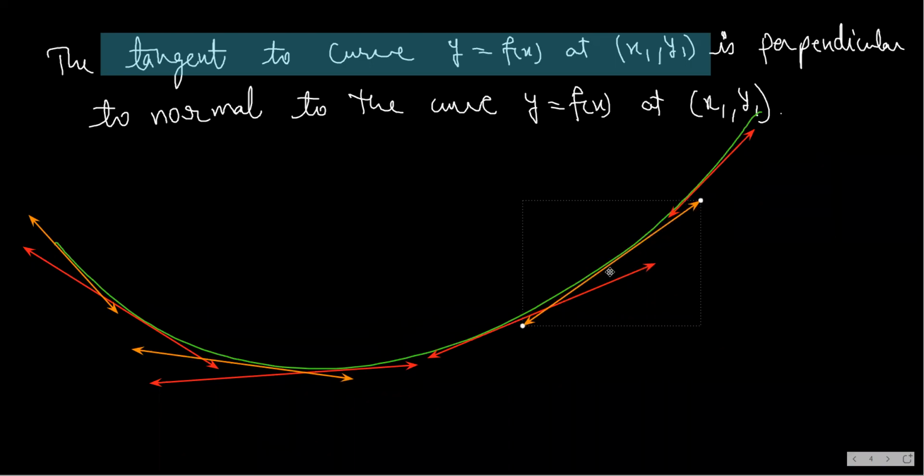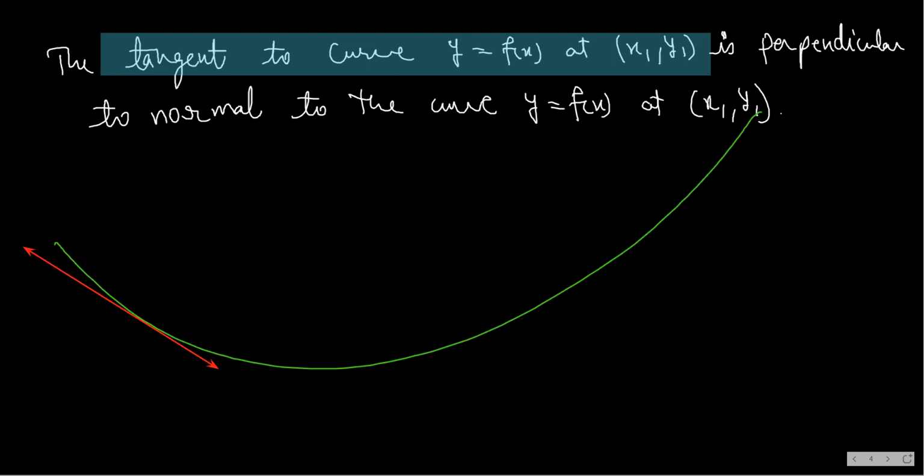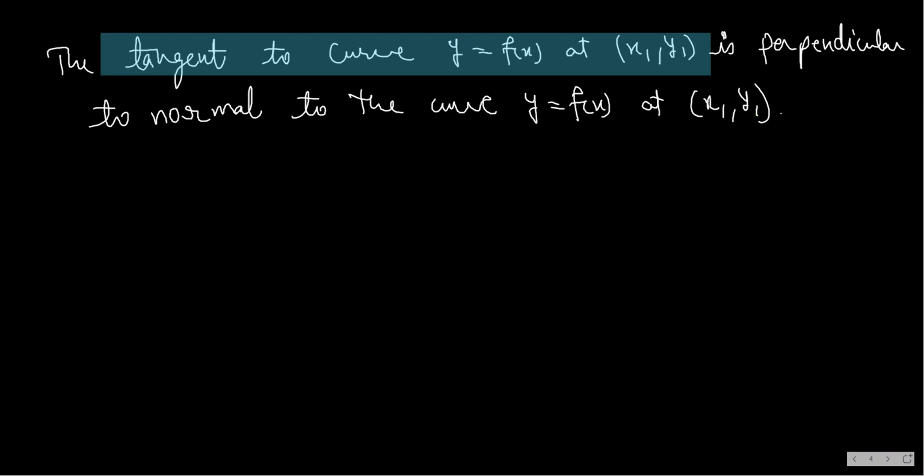At every point you can have a tangent. So simply saying tangent is not enough. You will say tangent to the curve y equals f of x, and you will also mention at what point. So I just wrote that the tangent to the curve y equals f of x at (x1, y1) is perpendicular to the normal to the curve y equals f of x at (x1, y1).